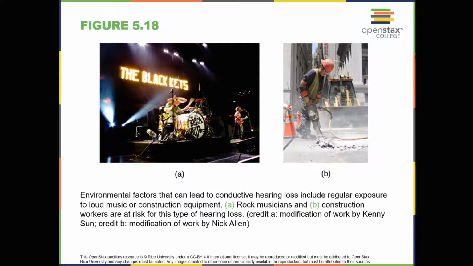This kind of loss can't be treated with hearing aids, but some individuals may be candidates for a cochlear implant as a treatment option. Cochlear implants are electronic devices that consist of a microphone, a speech processor, and an electrode array. The device receives incoming sound information and directly stimulates the auditory nerve to transmit information to the brain.